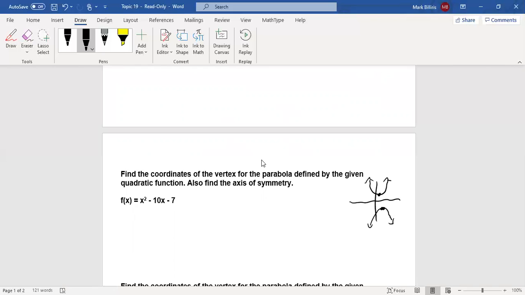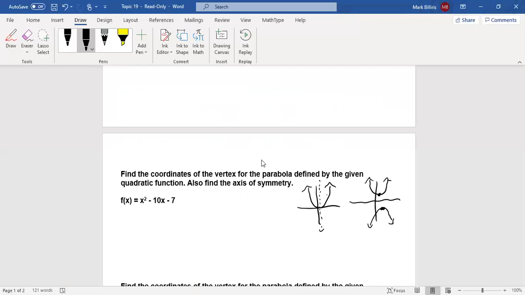Now we also talk about the axis of symmetry. What is the axis of symmetry? The axis of symmetry is an imaginary line that divides our parabola into two identical parts. So if we have a parabola, the axis of symmetry would be an imaginary line passing through the vertex that would divide our graph into two identical or symmetrical pieces. So let's talk about the process of finding both.